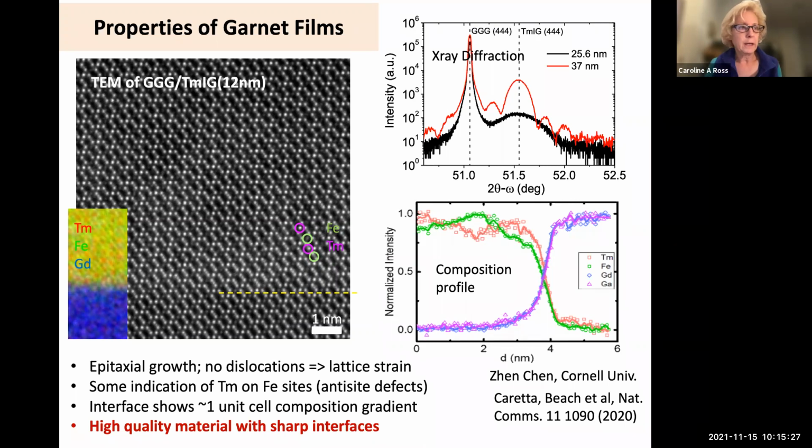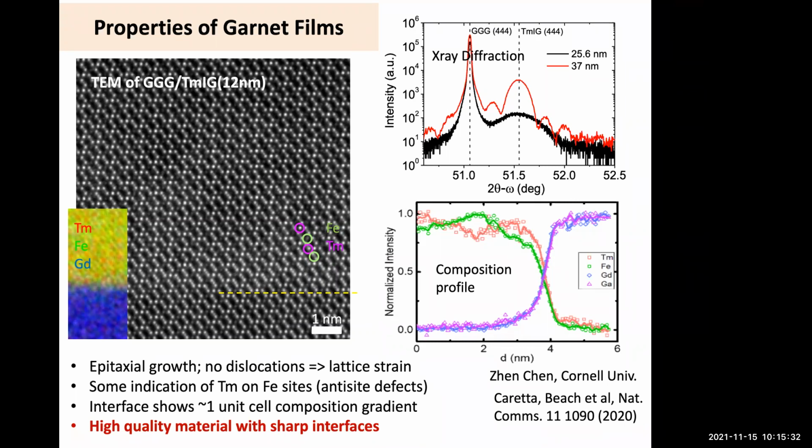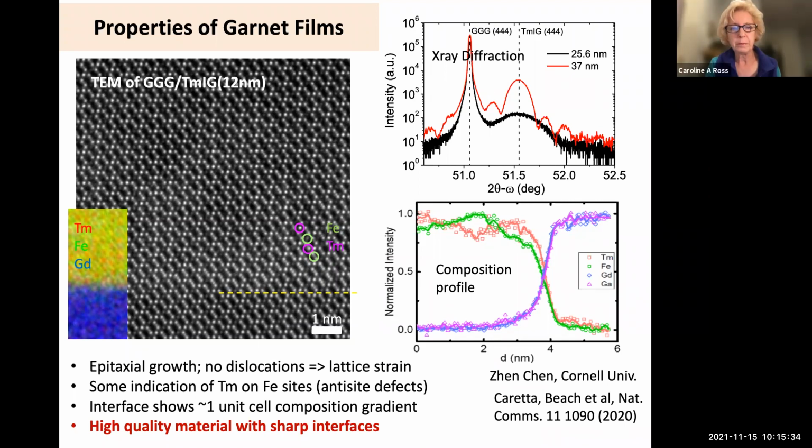So unlike simpler materials, the Burgers vector of a dislocation in a garnet would be very large, and that makes them very energetic. So we don't typically find dislocations in these films. One can sometimes find partial dislocations, but these films maintain a strain which is determined by the substrate. So we grow films with a significant lattice strain.